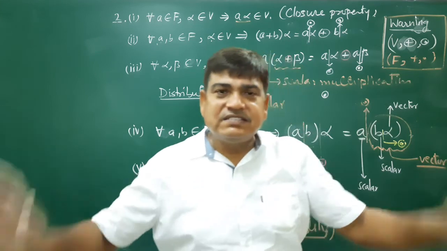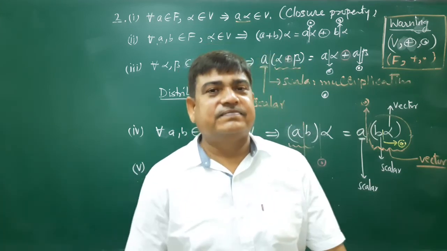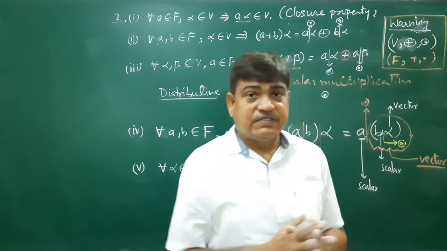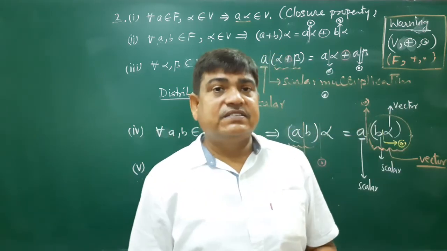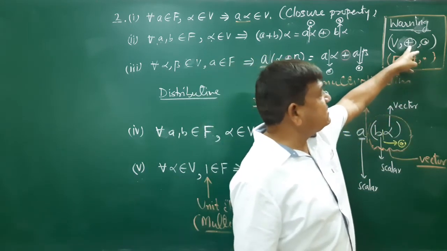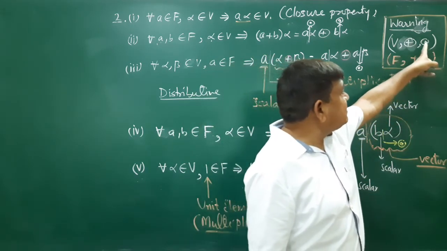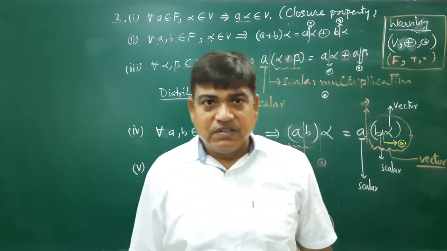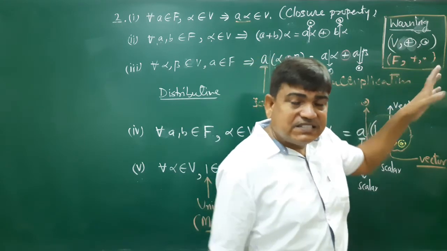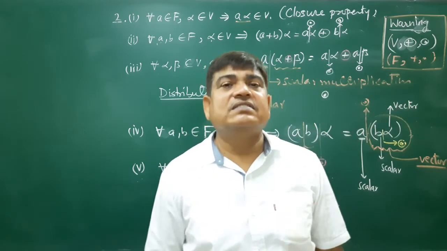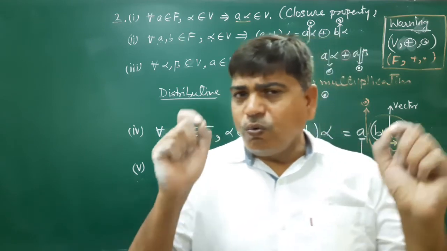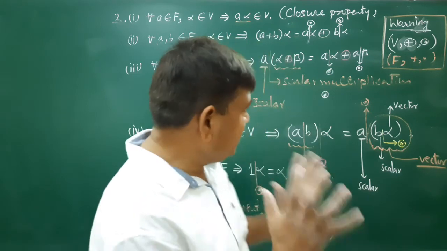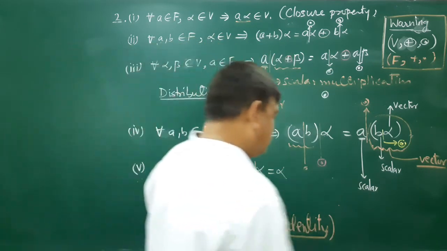if it has properties. Which type of properties? We have discussed 10 properties: 5 with respect to this, 5 with respect to this, and the remaining 1. So if this satisfies all these properties, then V is called a vector space. Okay, so now we rewrite the definition in short form.